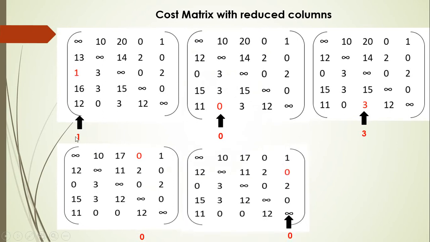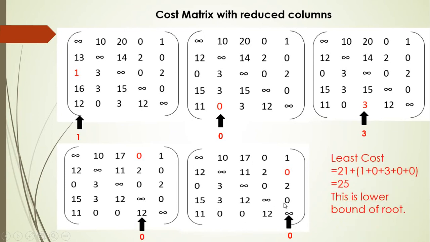So in the first column, the cost is 1, then 0, then 3 for the third column. For the fourth column it's 1, 0, and for the fifth column it's 0. So again, add all those values to the previous 21 which you got after reducing the rows. So the least cost of this whole matrix is 25, and this is the lower bound of the root.